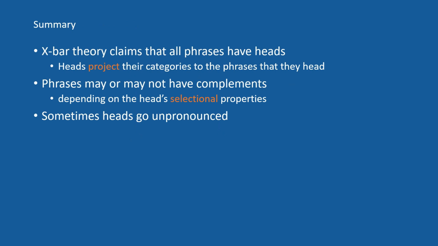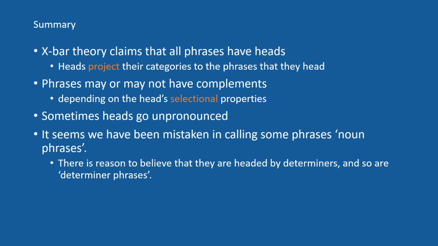Sometimes heads go unpronounced, and that does throw a spanner in the works in some cases, but we will see whenever this appears, there will always be reason to believe that the head exists. Even if you can't see it, there will be other reasons, other evidence that it is actually there. And, well, precisely because of this, it seems that we've been mistaken up until now in calling some phrases noun phrases when really they are not noun phrases. The head is not the noun in that phrase. The head is actually a determiner, and therefore these things are determiner phrases or DPs. And that's what we're going to be claiming from now on.